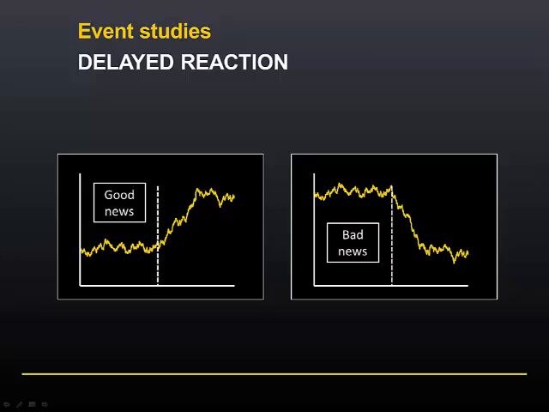This is an example of a delayed reaction to bad news. If you thought that these phenomena occurred consistently in a market, then you would buy a stock after hearing good news and sell a stock after hearing bad news. Even if there's been some price reaction before you can do that, if there is a delayed reaction, you will still have the possibility of making an abnormal return by trading on the basis of that information.